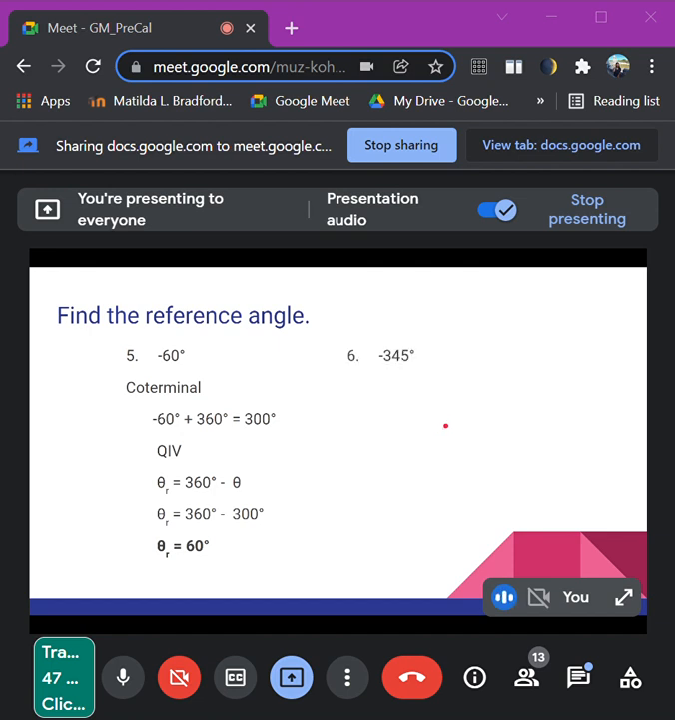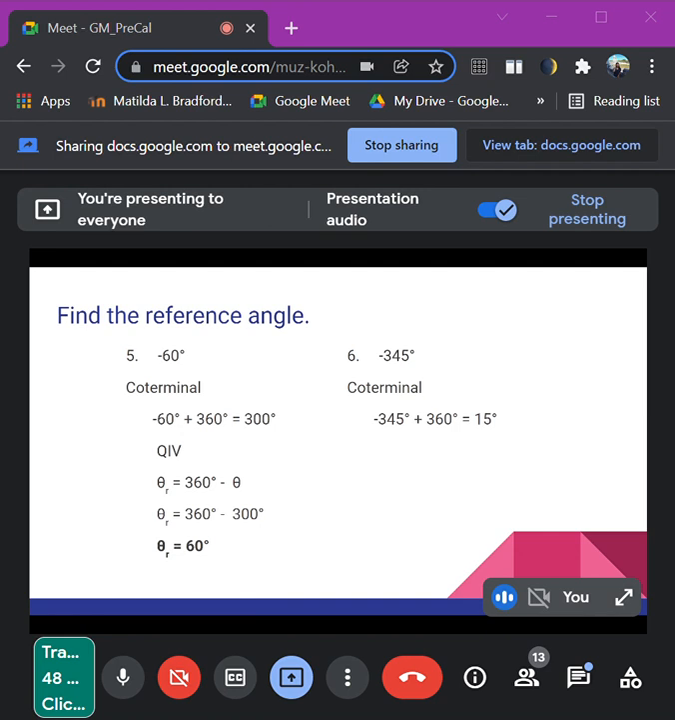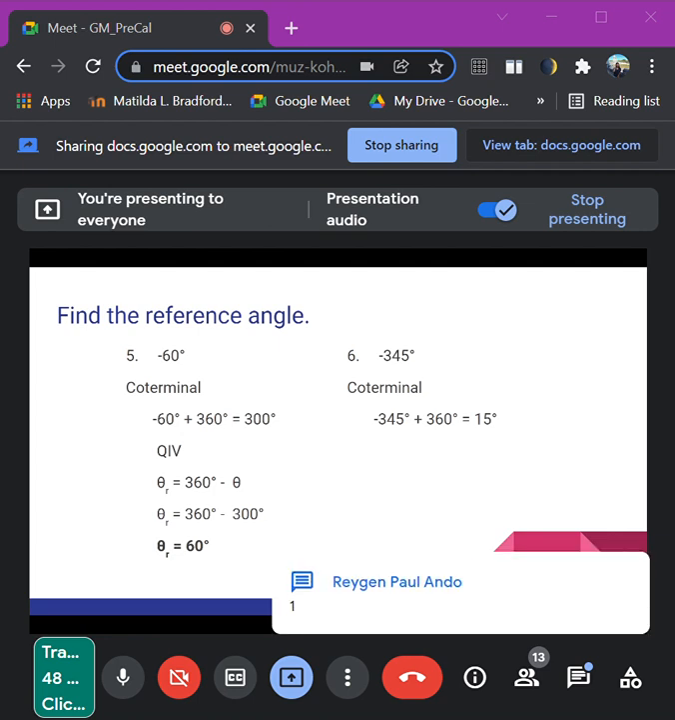Now, let's go to negative 345. Negative 345. Are we going to use coterminal here? Yes. So, unsa atong buhaton sa negative 345 class? Mag-add ta niya, mag-subtract. Okay, mag-add. So, if we're going to add 345 plus 360, that is 15, right? So, for our 15 class, what quadrant is this? That is in quadrant 1.